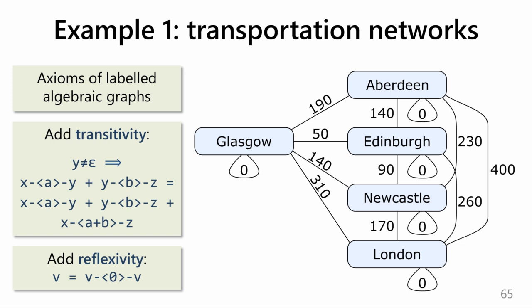And when we think about distances, there's also reflexivity. So you can always go from Glasgow to Glasgow, taking the road of length 0, right? If you remember, there was a reflexivity law for undirected graphs. Here it's modified by having the 0 on the edge.